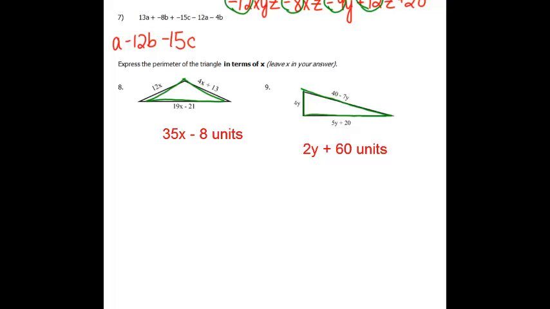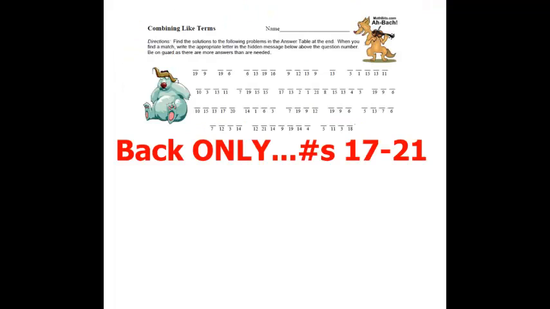For a little extra practice tonight, I would like you to take a look at this page in your practice packet and just do the back only. It's more geometric figures like we just saw in those last 2 examples. And so it's numbers 17 through 21, and then we'll practice a lot more of combining like terms tomorrow. Have a great night, everybody.